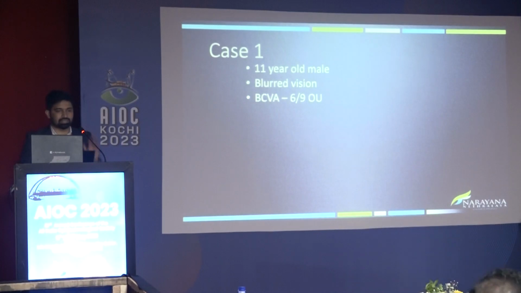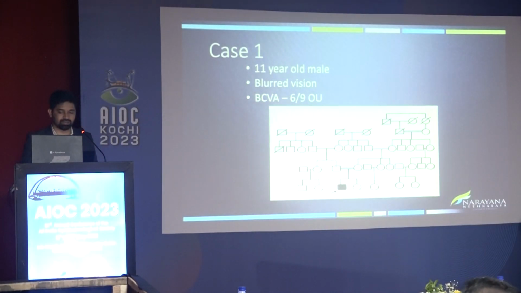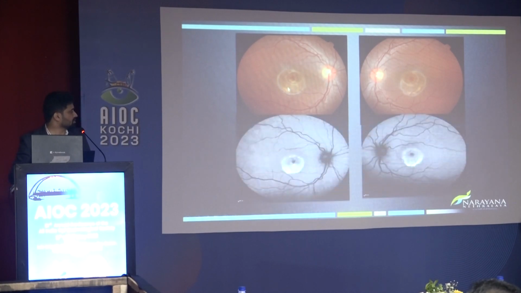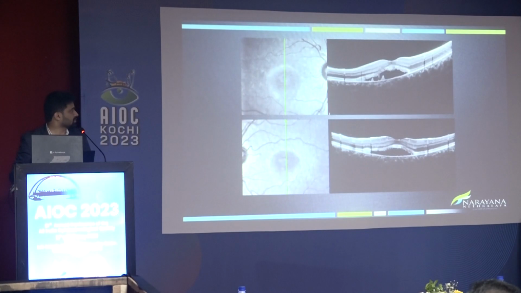Fine. Coming to the case example, this was an 11-year-old male with blurring of vision. Vision was 6/9, born out of consanguineous marriage. He had this kind of a lesion in the macula, some yellowish deposit, and this is the autofluorescence test, and this is the OCT. What is it?